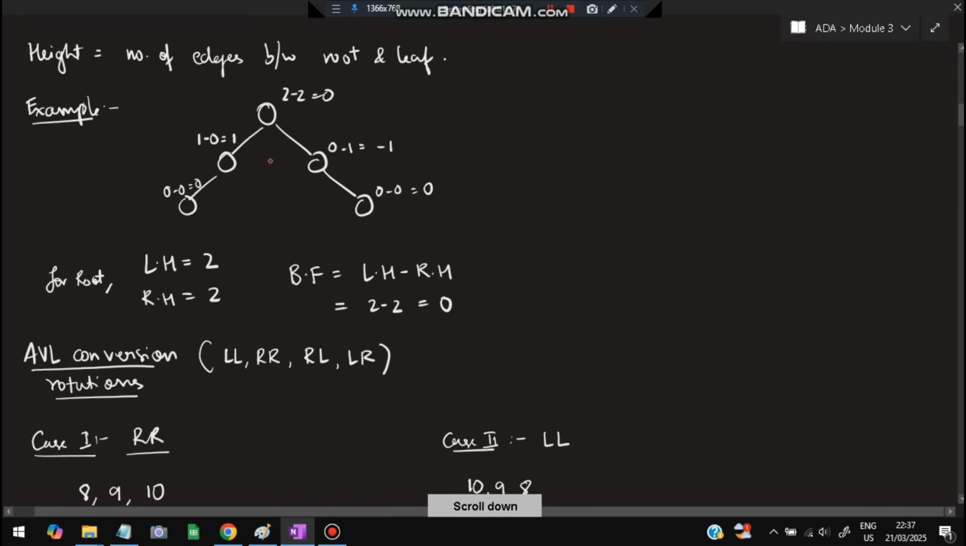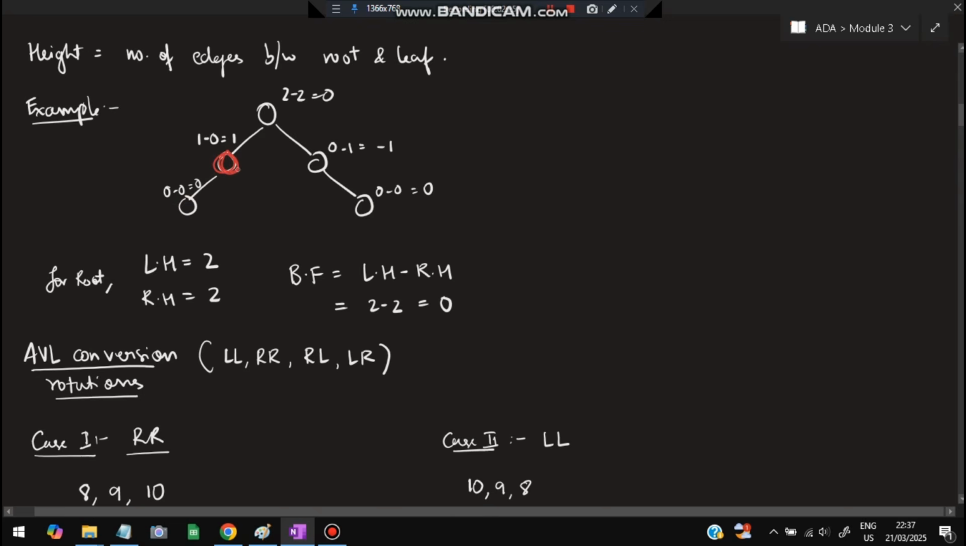To calculate the height factor of the tree, we calculate the difference between these two. It is 2 here and 2 here, so 2 minus 2 is 0. Now if you consider just this subtree, what is its height? This side has one edge, so 1, and there is no edge here, so 0. 1 minus 0 is 1. This one's height factor is 1.